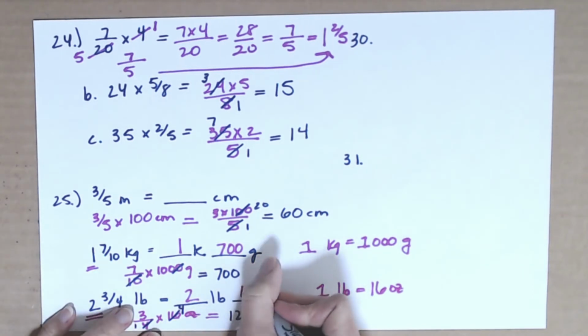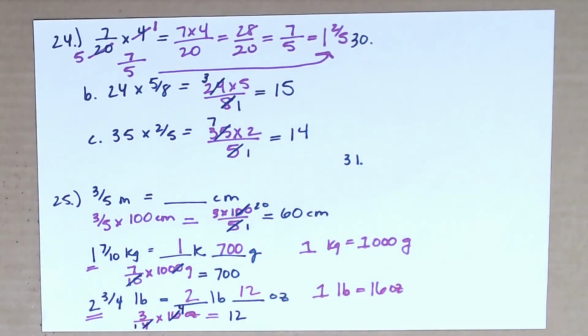And again, I could have done that one in my head as well, because I could have said, what is 1/4 of a pound in ounces? Well, 1/4 of 16 is 4. So now 3/4 would be the 3 times the 4, or 12 ounces.